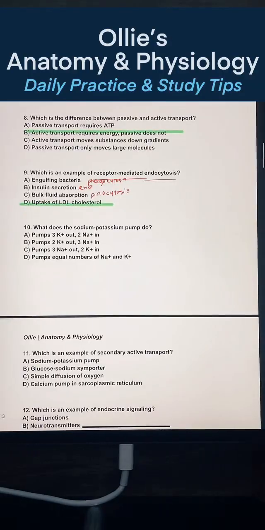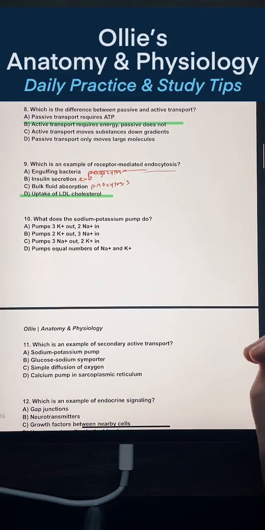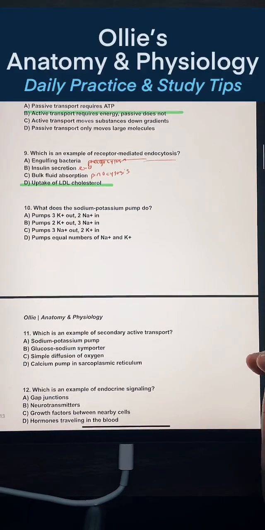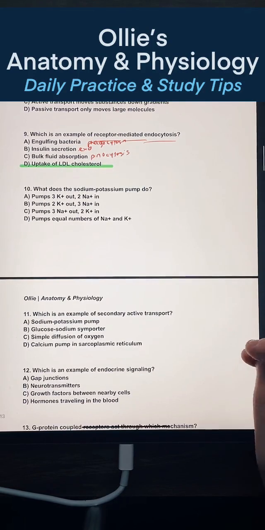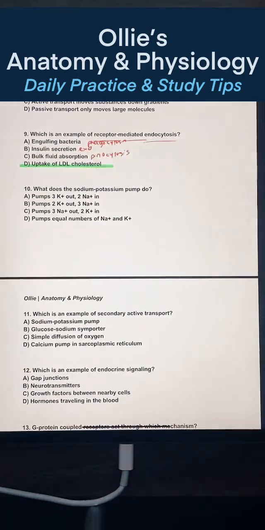Number 10, what does the sodium-potassium pump do? This is super important. The sodium-potassium pump. What is this going to do? This is important for maintaining the electrochemical gradient, which is essential for your nerve and your muscle function. A, B, C, or D for number 10. What do you all think? Just comment your answer choice of A, B, C, or D.